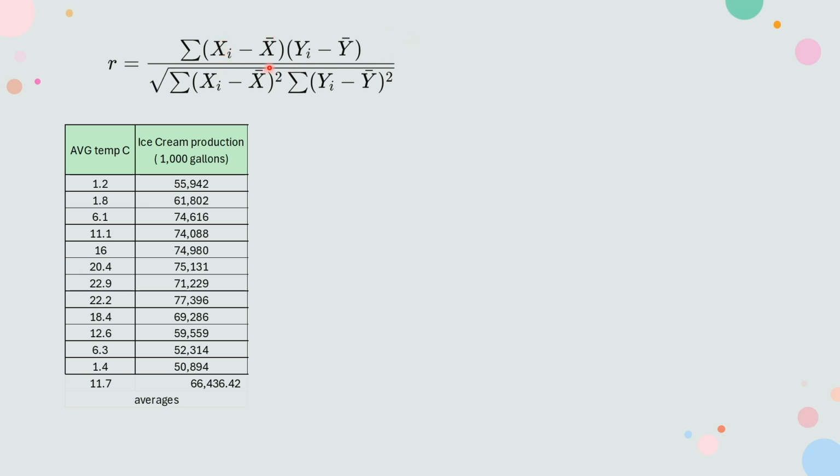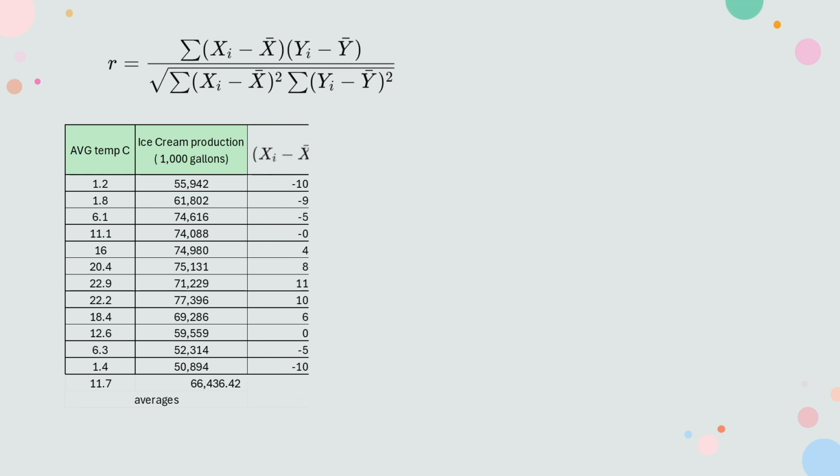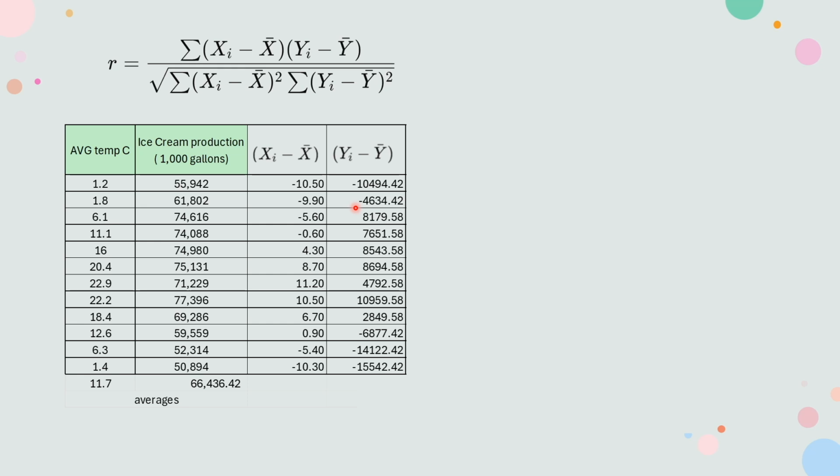So the first thing we have to do is get the averages, that's the x bar and the y bar. The x bar is 11.7 and the y bar is 66,436.42. After getting the averages per variable, we're going to subtract it from each of the observations of that specific variable, and that's how we're going to get xi minus x bar. We're going to do the same for the variable y. So negative 10,494.42 is from 55,942 minus 66,436.42, and you just have to do the same for the rest.